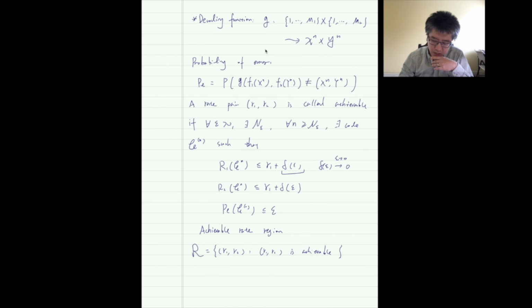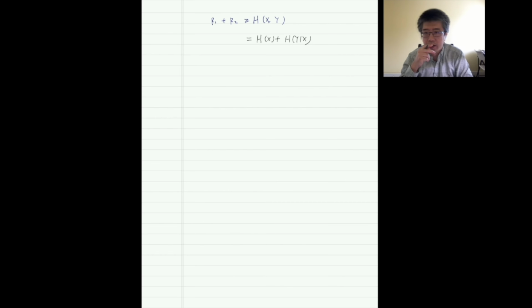So this basically means that we can see easily that R1 plus R2 has to be bigger than or equal to the joint entropy, if you consider X, Y as a source. So we can use the typicality encoding to achieve this result easily, okay? We can use the chain rule of entropy to write this as H(X) plus H(Y given X). So do you see any implication of this formula?